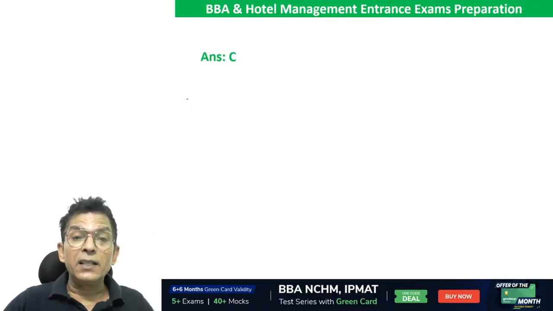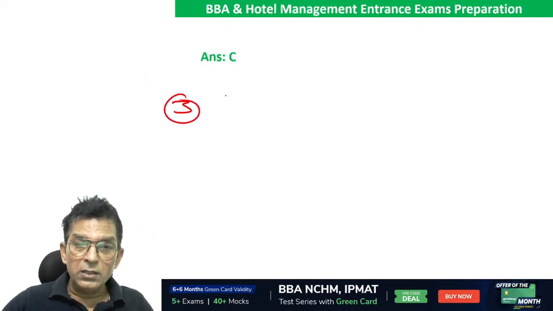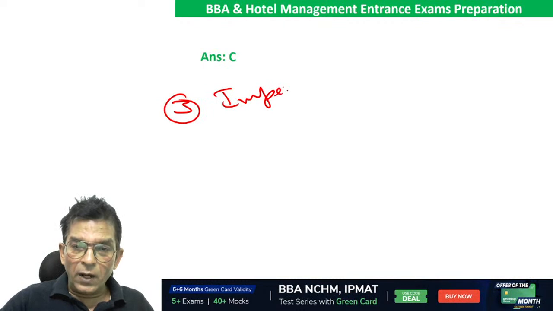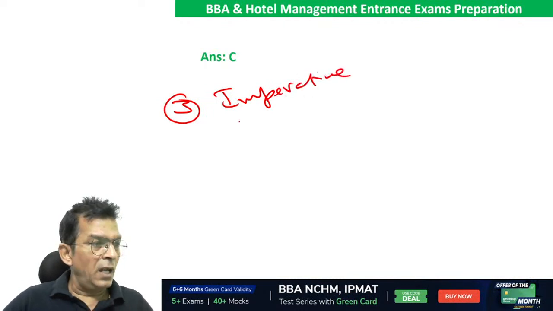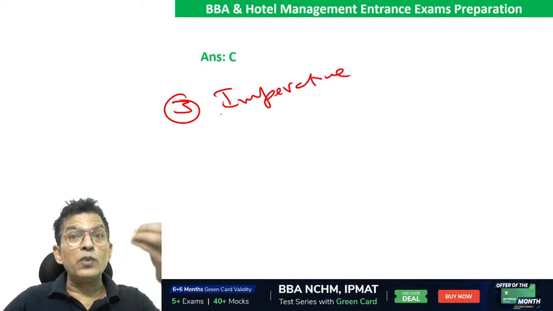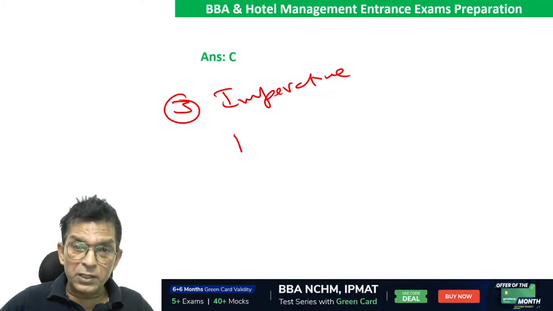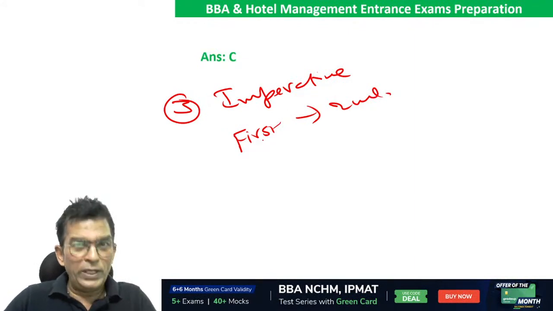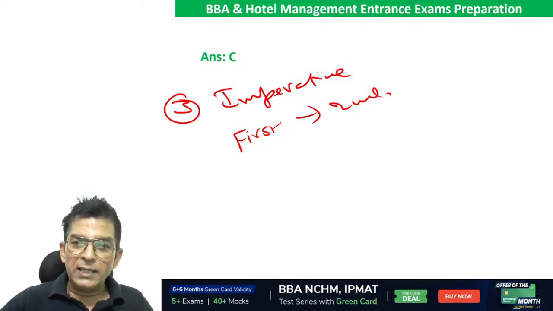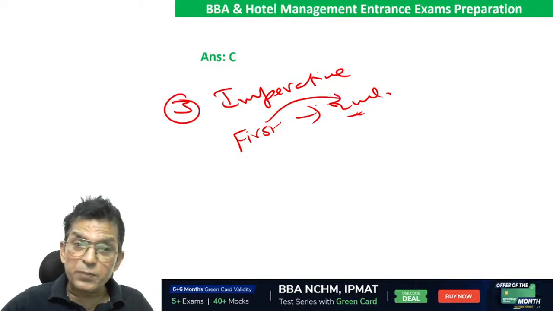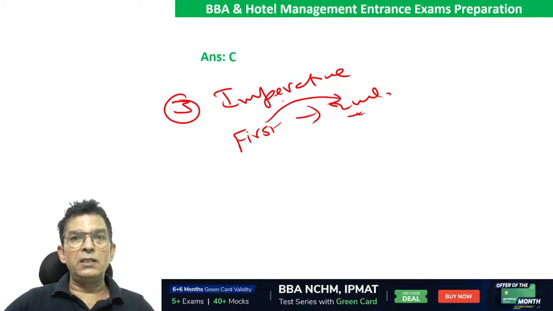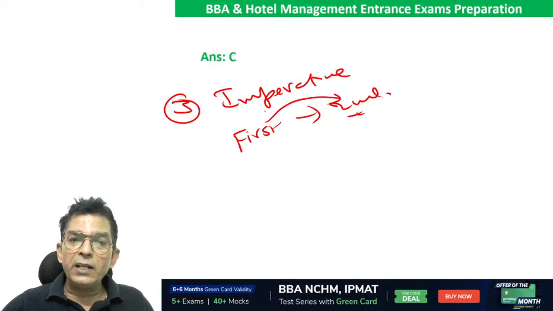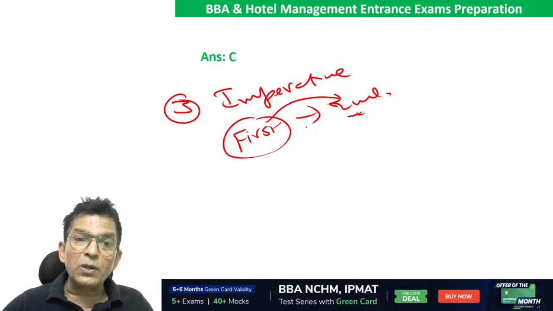And then the third sentence is called the imperative sentence. Imperative sentences are nothing but sentences which happen between the first person and the second person. Who is the first person? The speaker: I, we. And the second person is whom the first person is speaking to. If I'm talking to Sanskriti, I am the first person and Sanskriti is the second person.